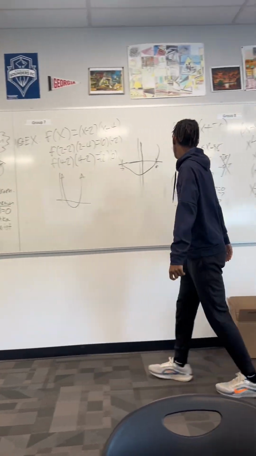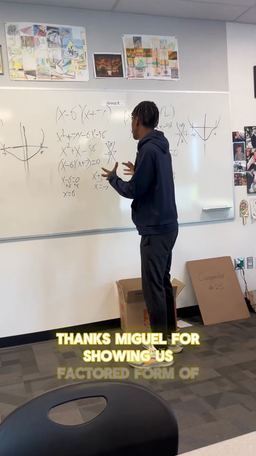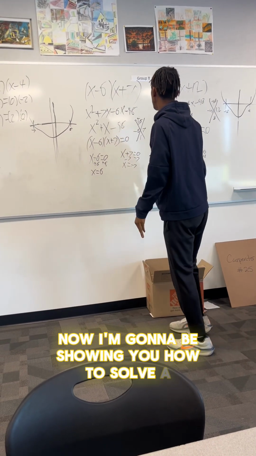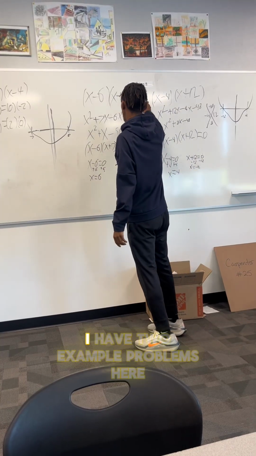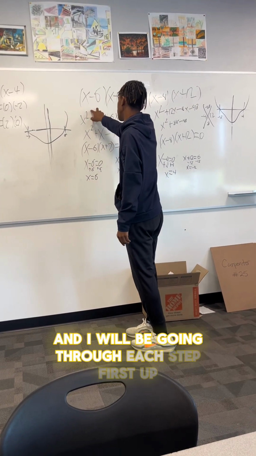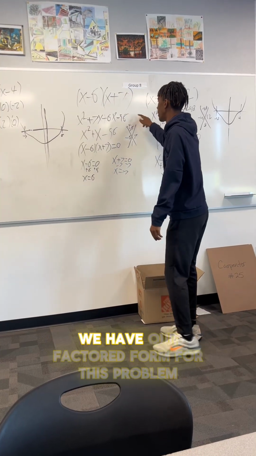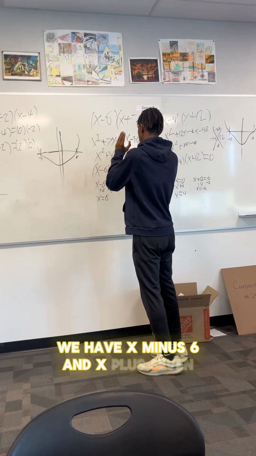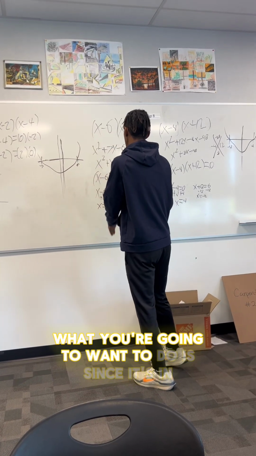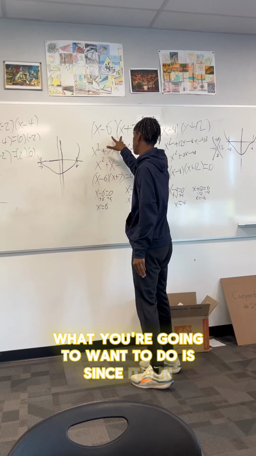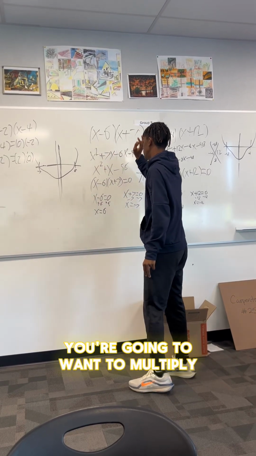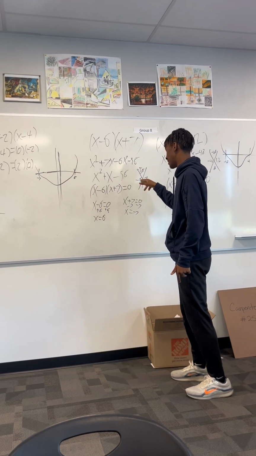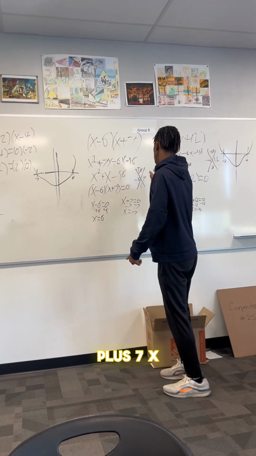Now, I'm going to be showing you how to solve a problem. I have 2 example problems here, and I will be going through each step. First up, we have our factored form. For this problem, we have x minus 6 and x plus 7. Since it's in parentheses, you're going to want to multiply. So you get x squared from multiplying these, plus 7x, minus 6x, and minus 42.